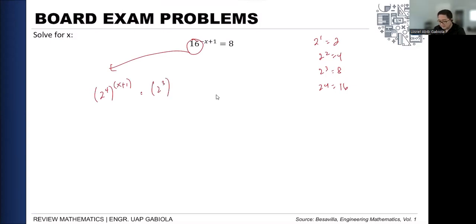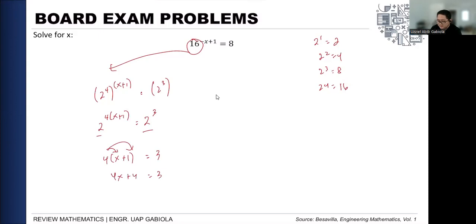Simplify the left side. We have 2 to the 4 times x plus 1 is equal to 2 cubed. Since they now have the same base, you can equate the exponents. So 4 times x plus 1 is equal to 3. Distribute: 4x plus 4 is equal to 3. Transpose: 3 minus 4. So 4x is equal to negative 1. Divide both sides by 4.